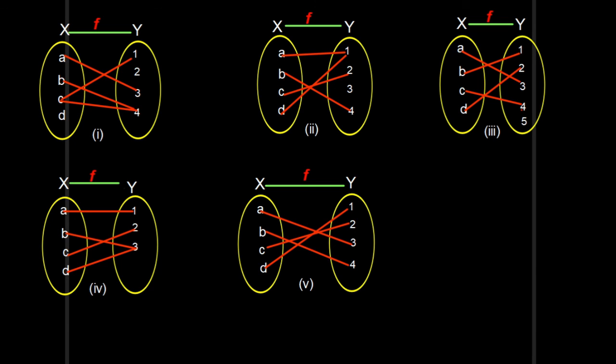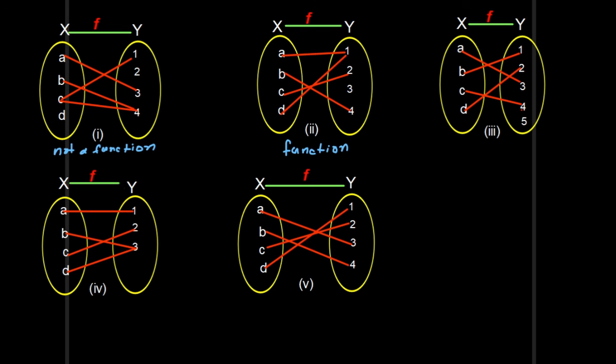Okay, in these figures, the first figure, you can check whether this is a function or not. Here, listen, the element c has two images, 1 and 4. Also d has no image. So in this case this figure is not a function. Then the second figure, you consider this, all the elements have one image. Okay, so this is a function. This second figure is a function.